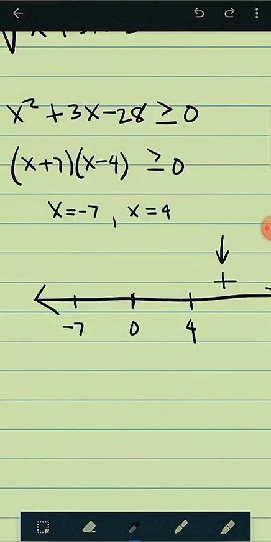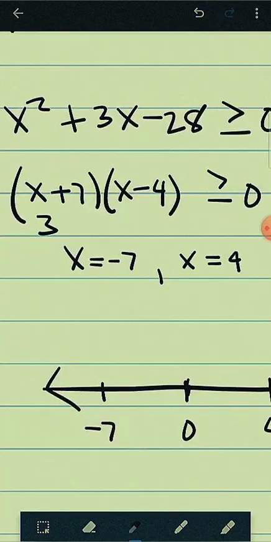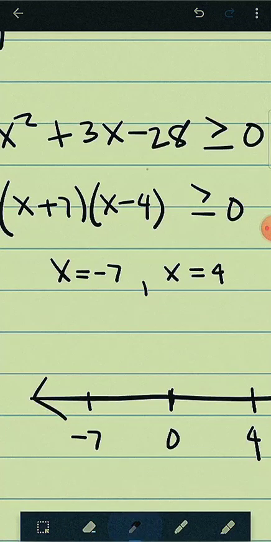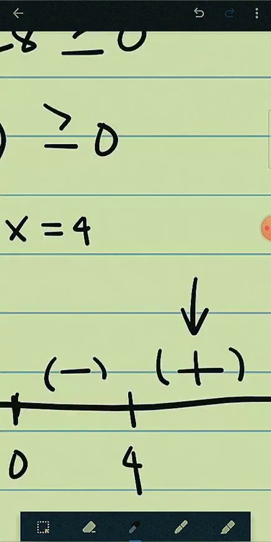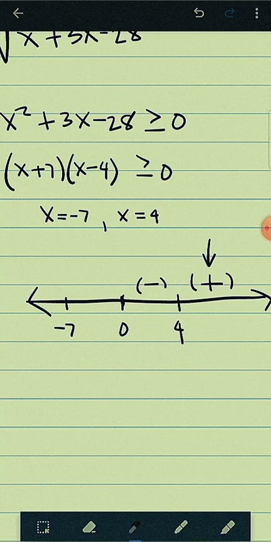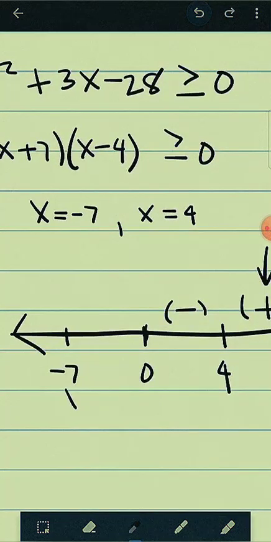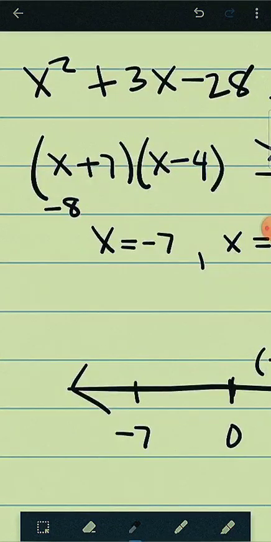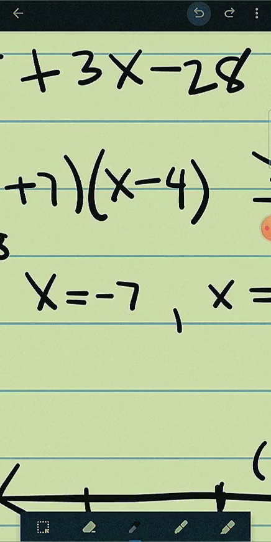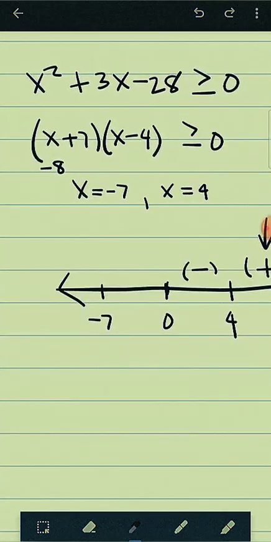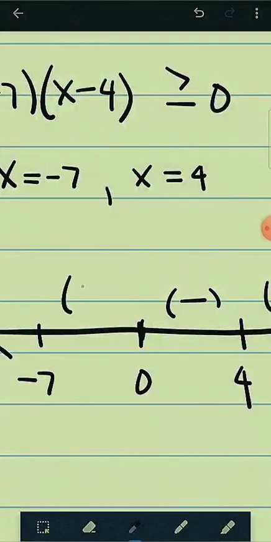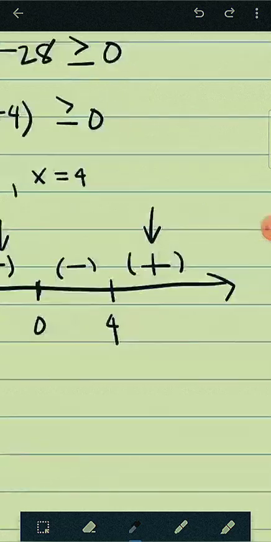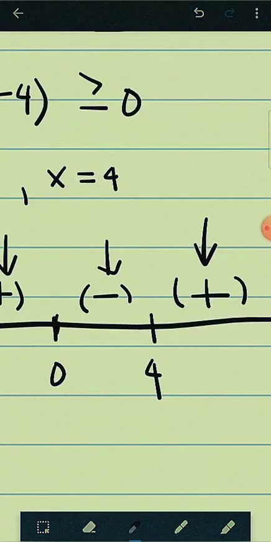Now let's try a number less than 4 but greater than 0. So we have 3, right? 3 plus 7 is positive, but 3 minus 4 is negative now. So the sign is negative on this region. Now let's try between -7 and 0. So we have -8. -8 plus 7 is negative, and -8 minus 4 is still negative. If we multiply two negative numbers, negative times negative will give us positive. So this region is included in our domain, and also here, but not this region.